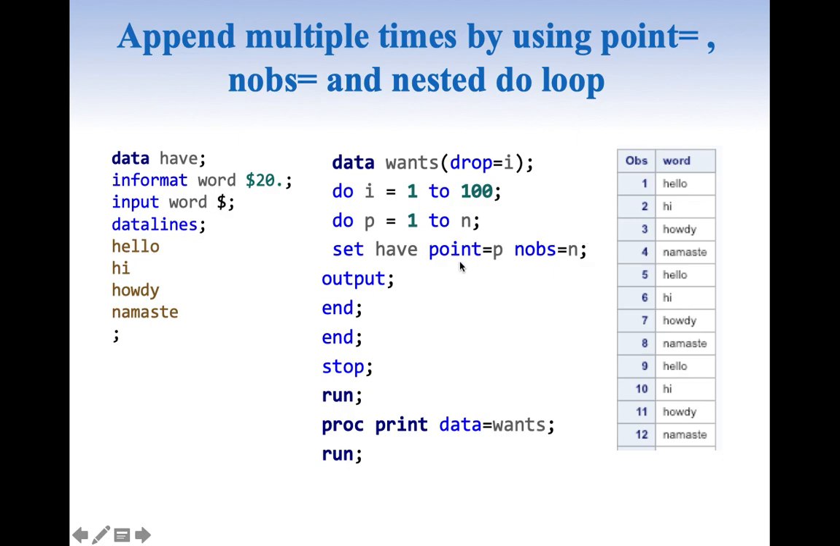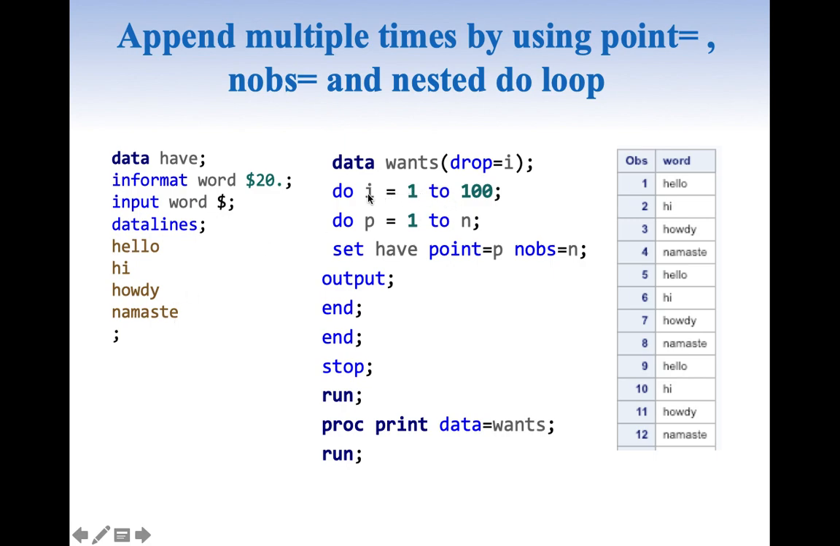Here we have point equal to p and nobs equal to n. We are capturing them in our temporary variables and we are referencing them in the do loop here. So our do loop for point becomes 1 to n. N means all records, which in this case is 4. So do point equal to 1 to 4, and we can easily run the whole records once.